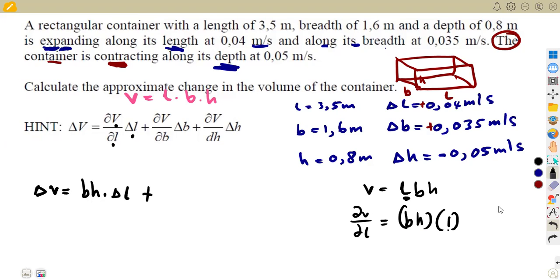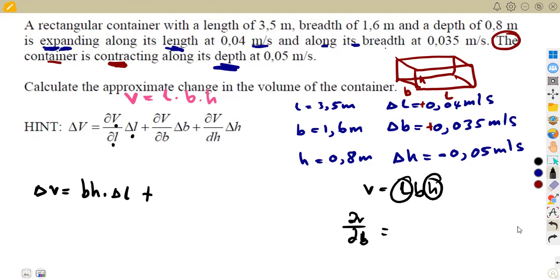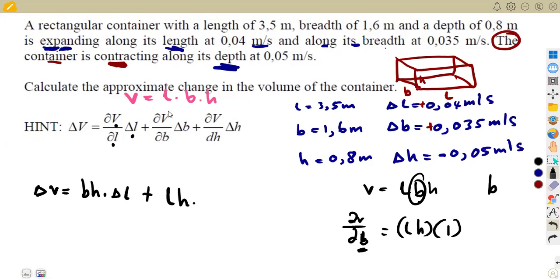All right, plus the derivative of volume with respect to the breadth. It is the same thing, just like the previous case. With respect to breadth, it means the length and the height this time are our constants. Then you differentiate with respect to B. If you differentiate B, what do you get, guys? That's a 1. It's just like X. The derivative of X is 1. So it's going to be L times H times 1, which is LH. So this will give us LH times the change in the breadth.